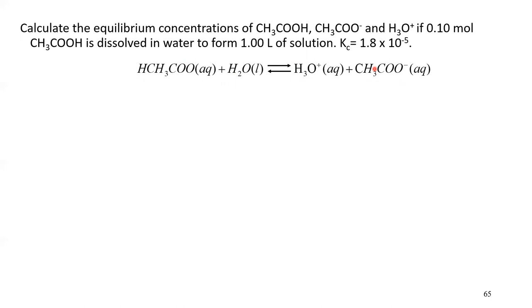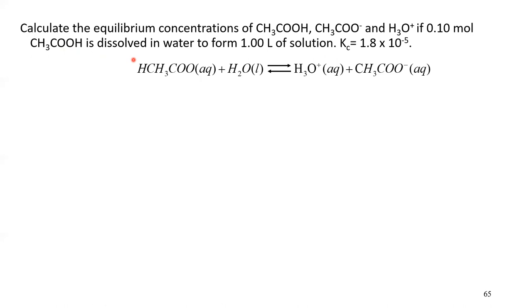Now, it gives us the concentration of the acid to begin with, the CH3COOH, doesn't matter whether this H is written here or it's written at the beginning of the formula, it doesn't matter. And it gives us KC, and it wants us to calculate the equilibrium values. So we're going to start by writing our ice chart. So see if you can fill in the ice chart for this question.